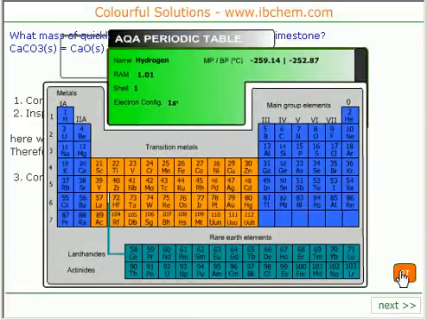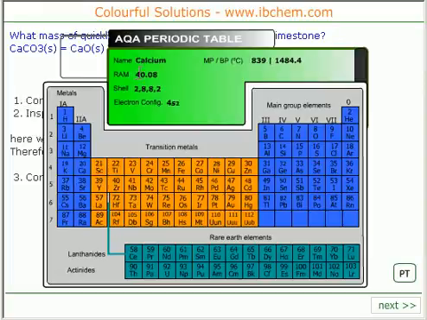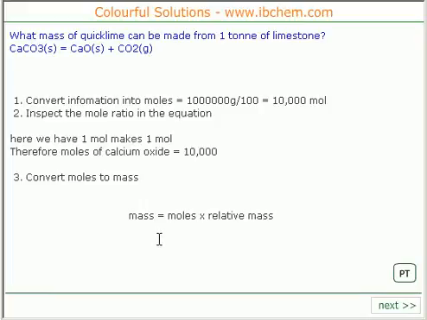We have a periodic table here. We look at calcium. Calcium is 40, and oxygen 16. So 40 and 16 is 56. So our mass then equals 10,000 times 56, which we can see the mass is equal to 56 and 4 zeros, or in other words 560 kilograms.